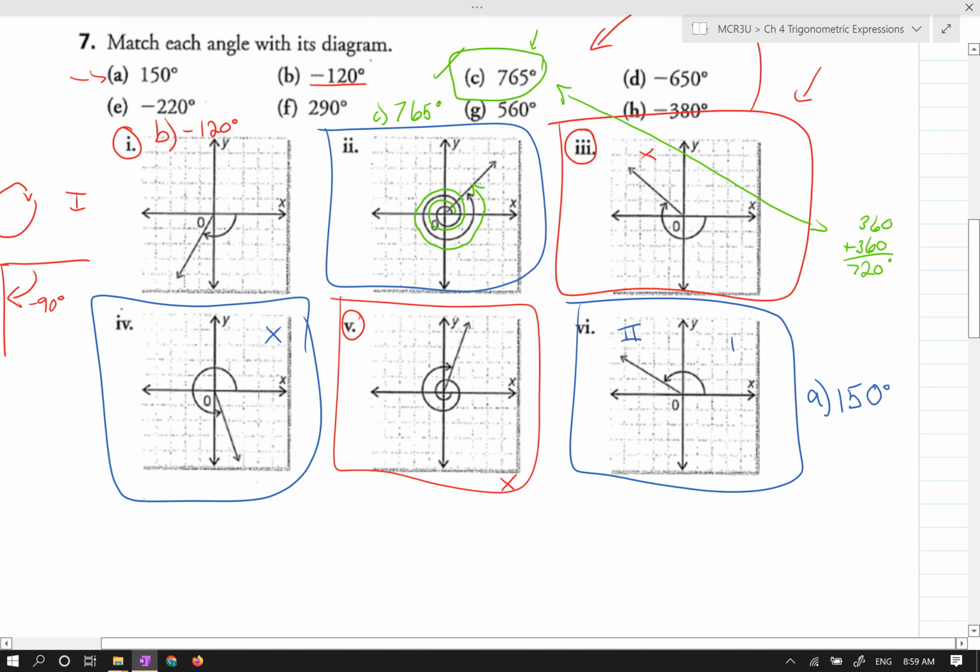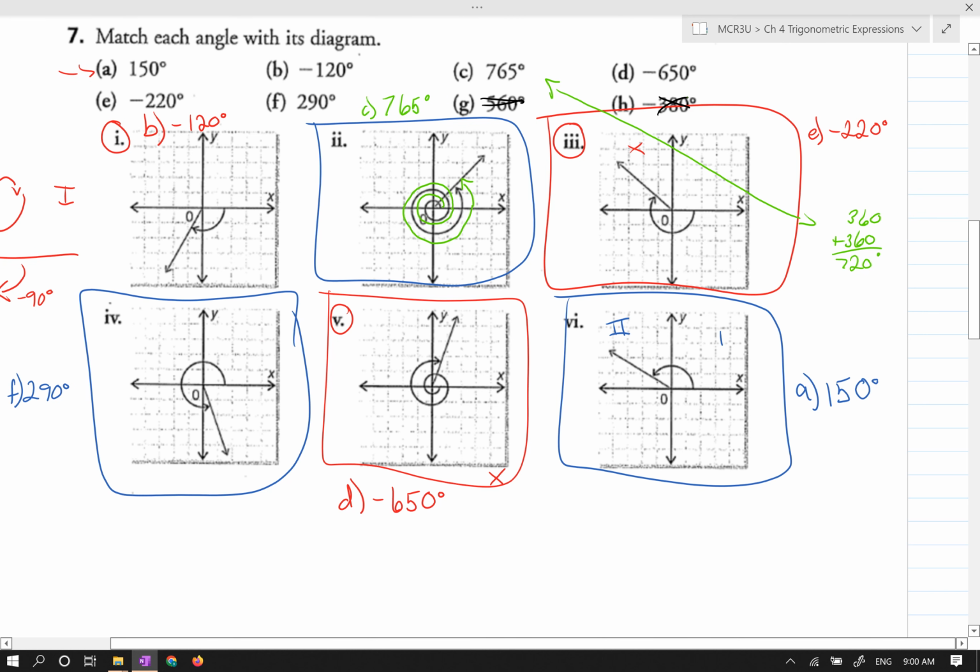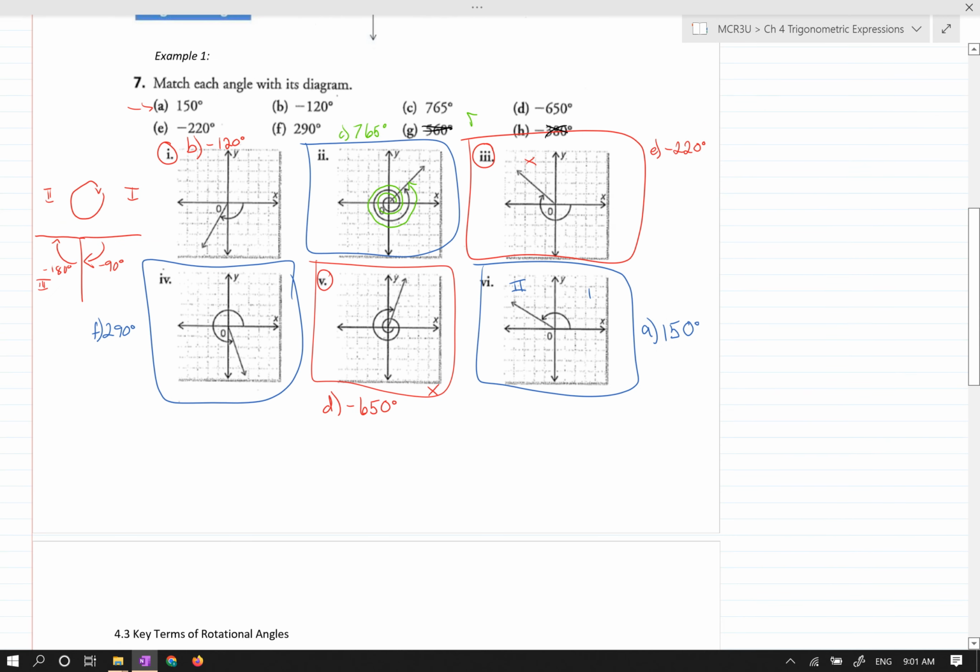765 degrees. Good, and so we can see here, and I'm hoping you paused and tried to work it out on your own, that D can be found here with graph 5. That's a negative angle. E can be found here with graph 3, again, a negative angle. F can be found here in graph 5. This is a positive angle, a little bit more than 270 degrees. And angles G and H do not show up here.